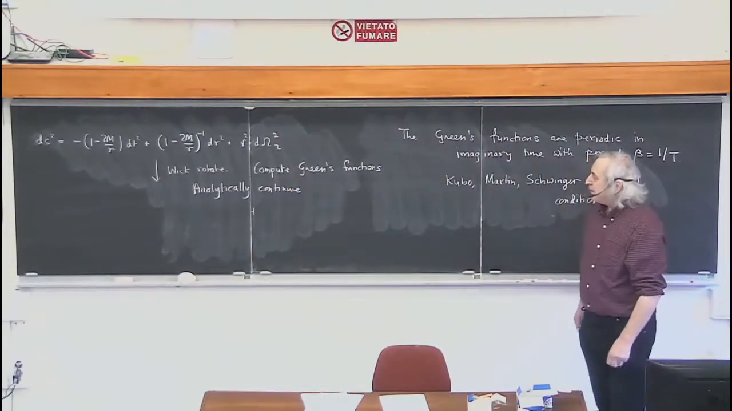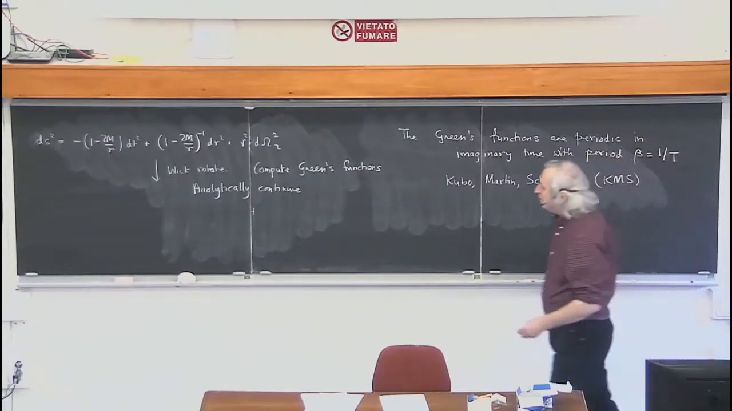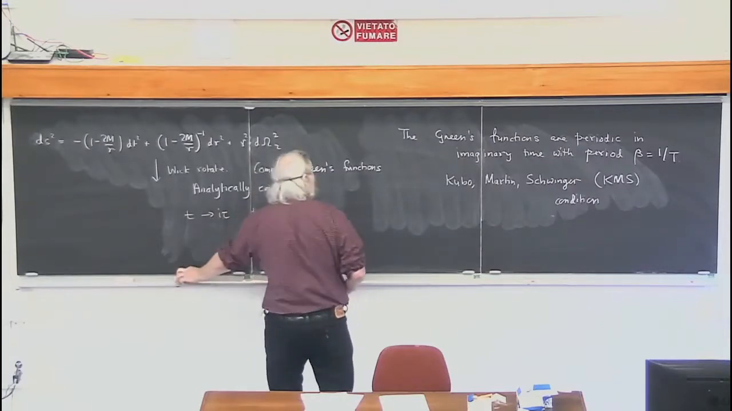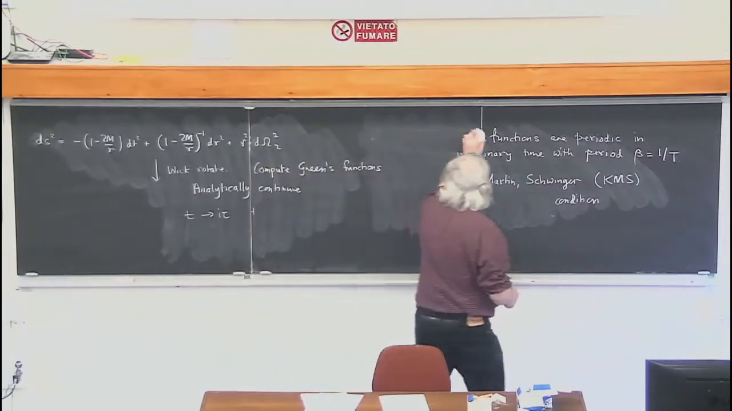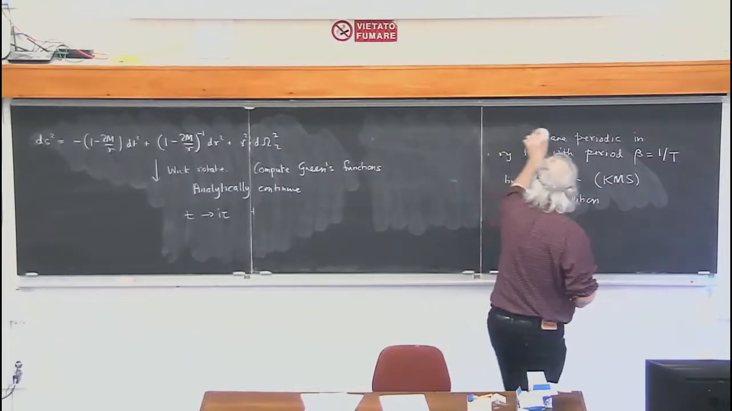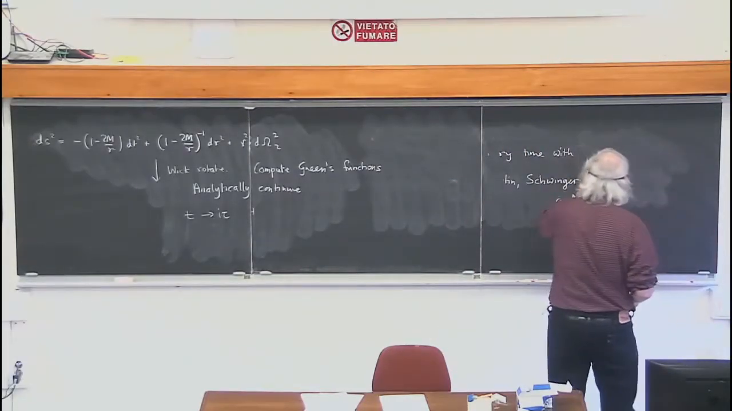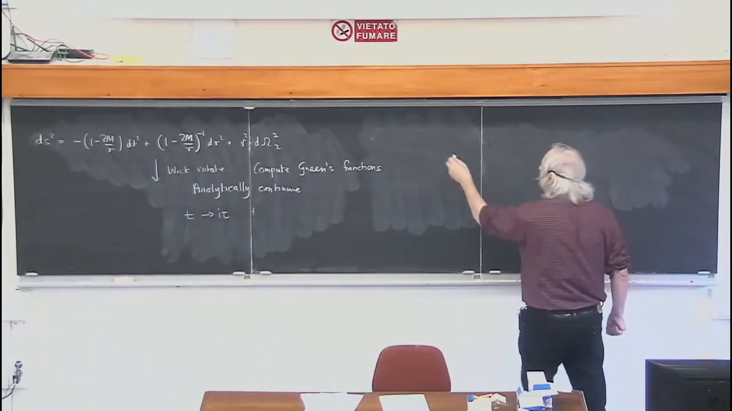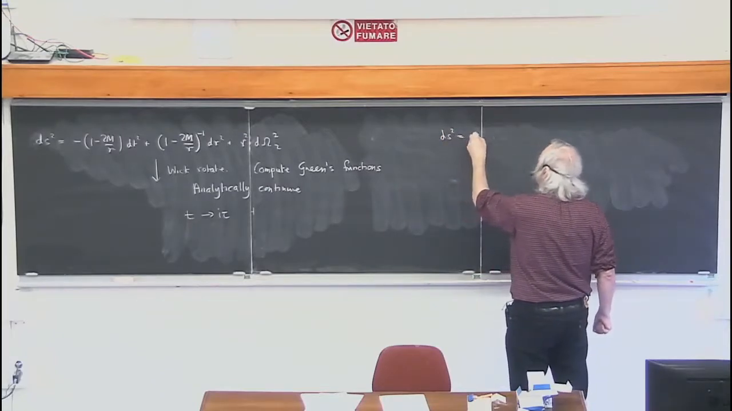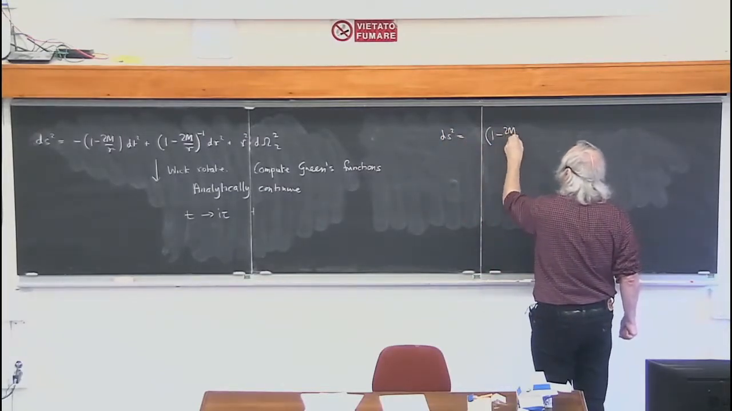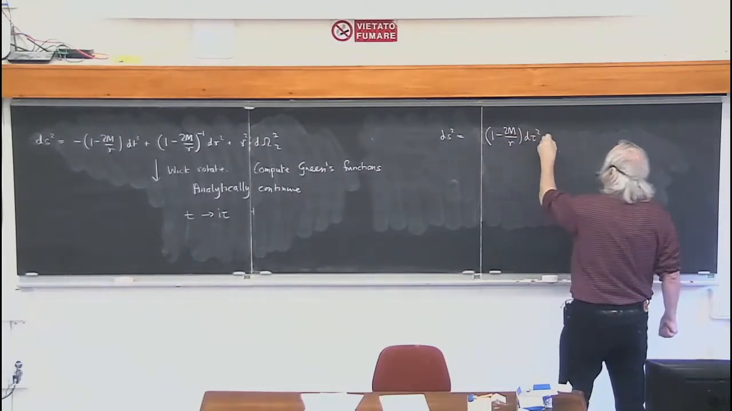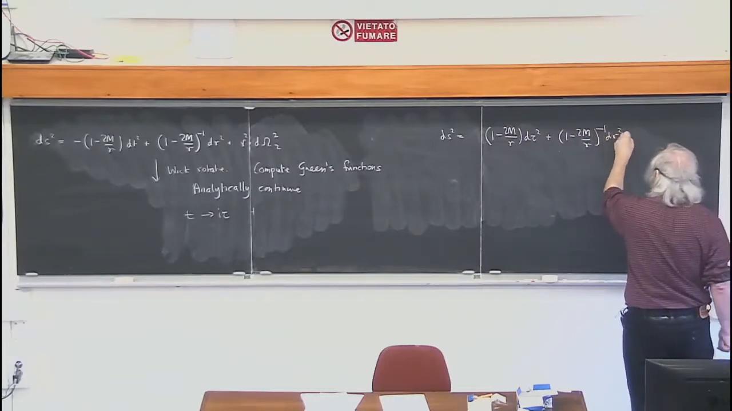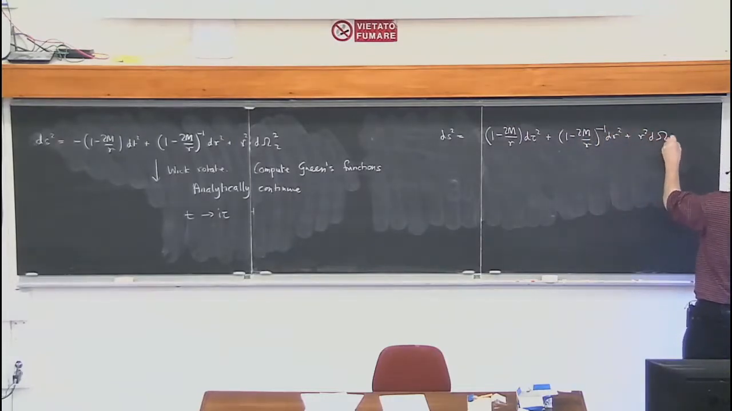So let's just do it. You would send t to i tau, and ask yourself, what happens now? The metric then becomes ds squared is plus (1 minus 2m over r) d tau squared, plus the same thing to the minus 1, dr squared, plus r squared d omega 2 squared.